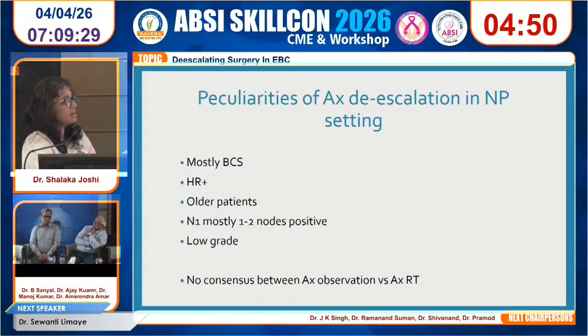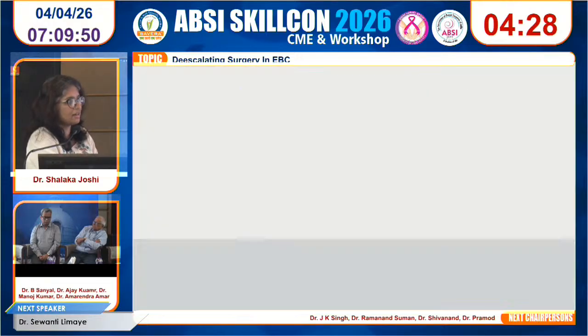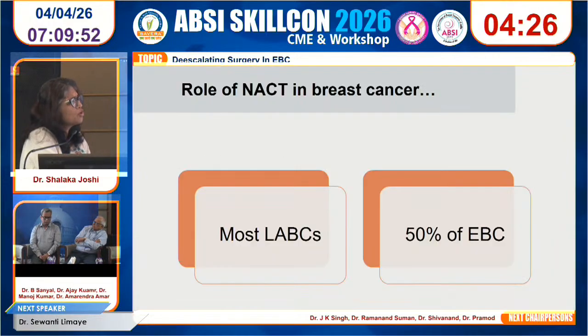So the peculiarities of axillary de-escalation surgeries in the node-positive setting are that they're mostly breast conservation, mainly hormone receptor positive, older patients, mostly N1, and even in N1, there are only 1 to 2 nodes positive and the majority don't have 3 node positive. They are low grade, and there is no consensus between axillary observation versus tangential fields to the axilla by radiation. So post-chemotherapy, what do we do?